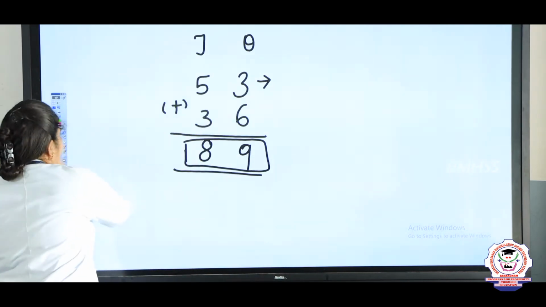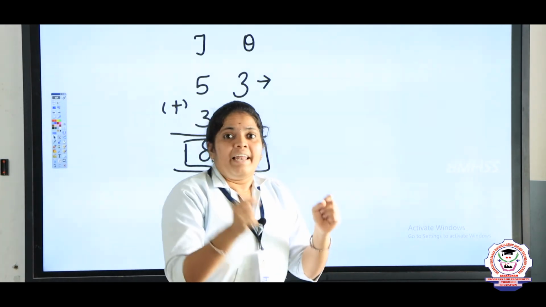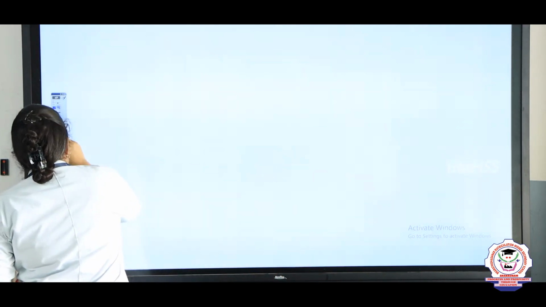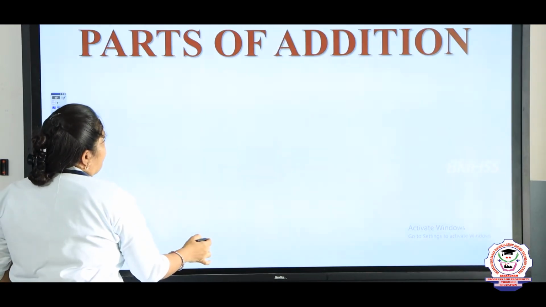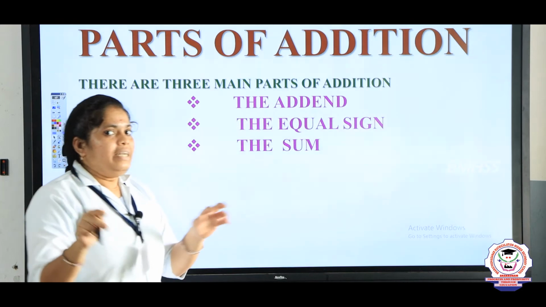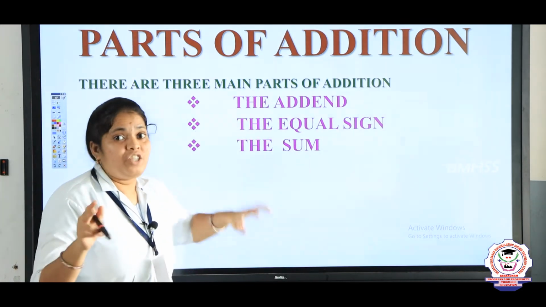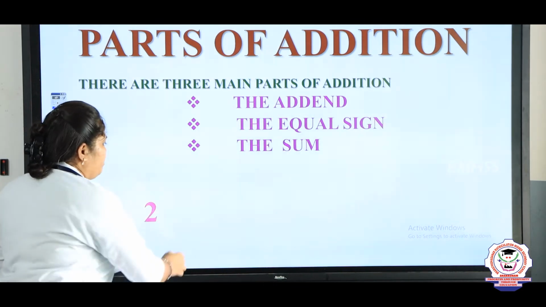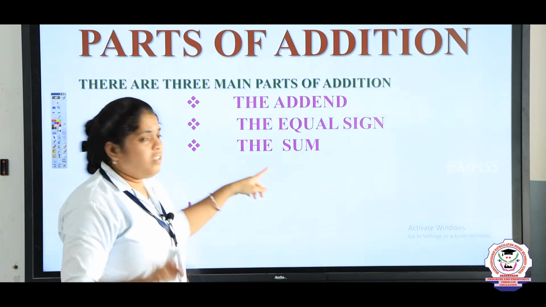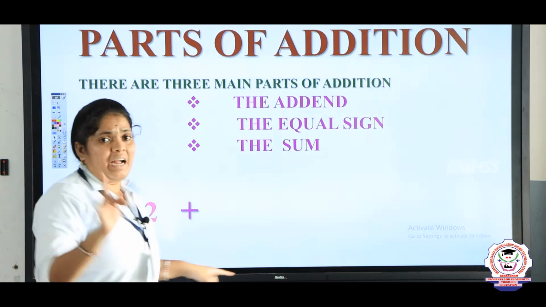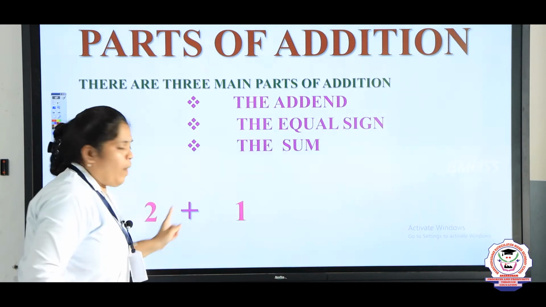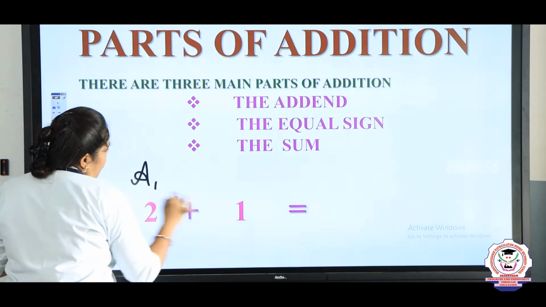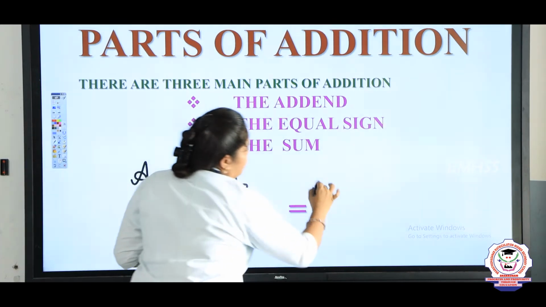Before we enter into the sum, let's see the sum by using the number line. We already know the parts of addition. What are the parts present in the addition? One is your addend. Addend is nothing but the number, and the next is the addition symbol, this one. So addend 1 and addend 2 equal to. When we add addend 1 and addend 2, we get the sum.